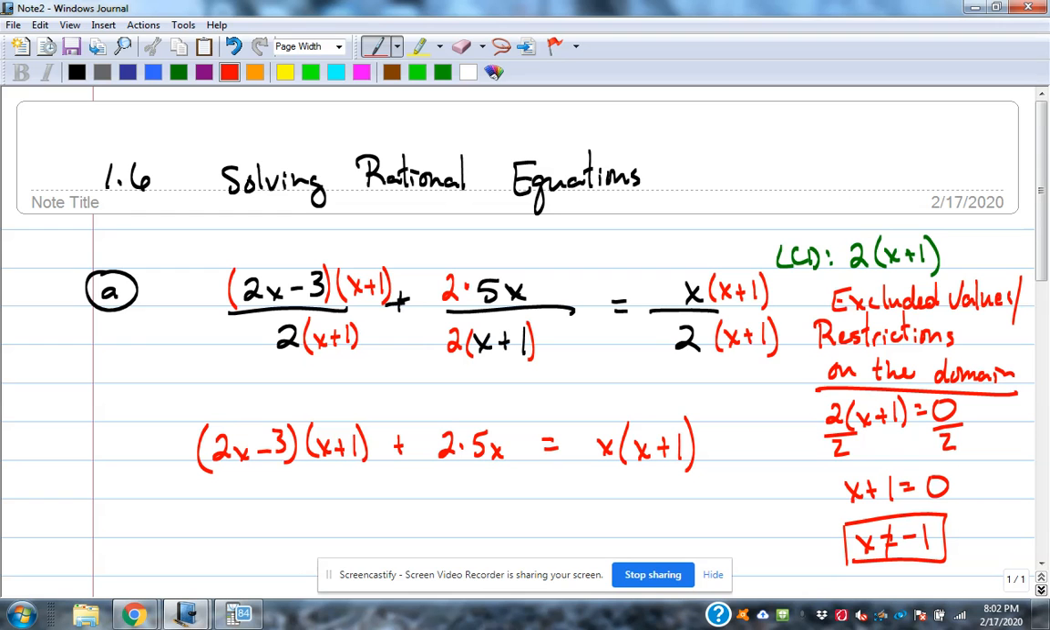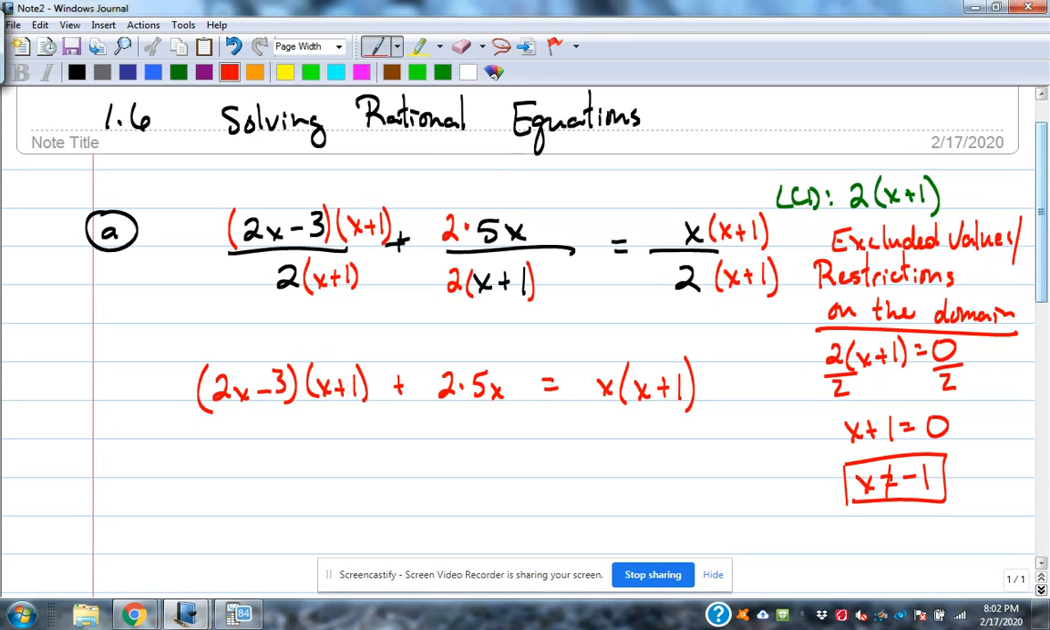So we're going to multiply all of this stuff out. So this goes back to a lot of algebra work here. So to multiply out this first piece, 2x times x is 2x squared. 2x times 1 is 2x. And then I'm going to multiply negative 3. That'd be negative 3x minus 3. This will be 10x. This will be x squared plus x.